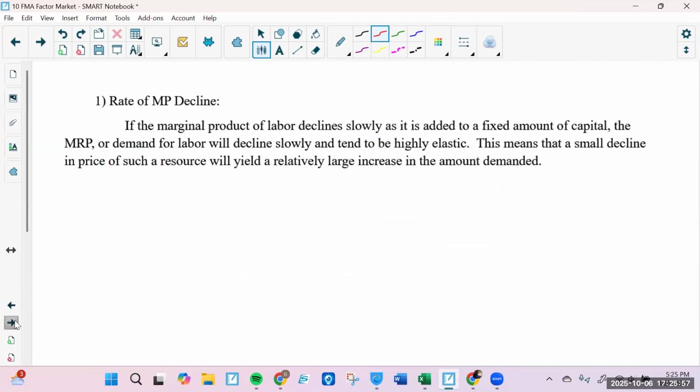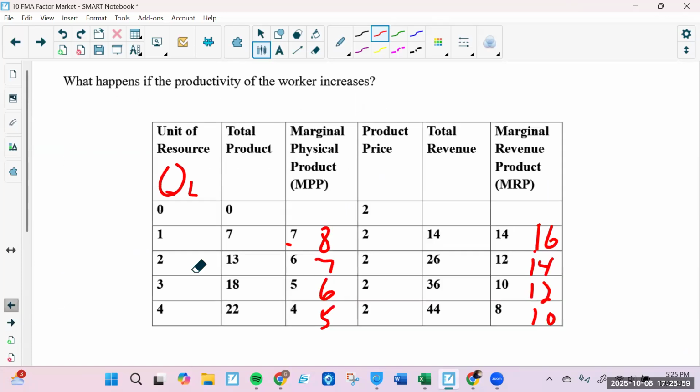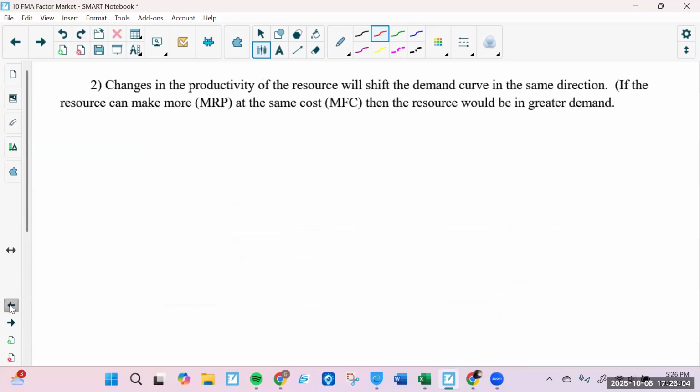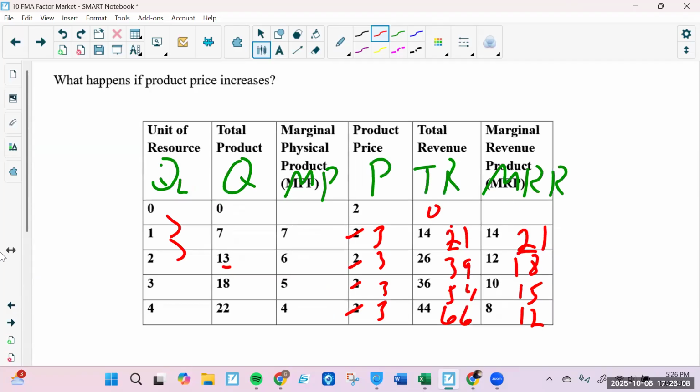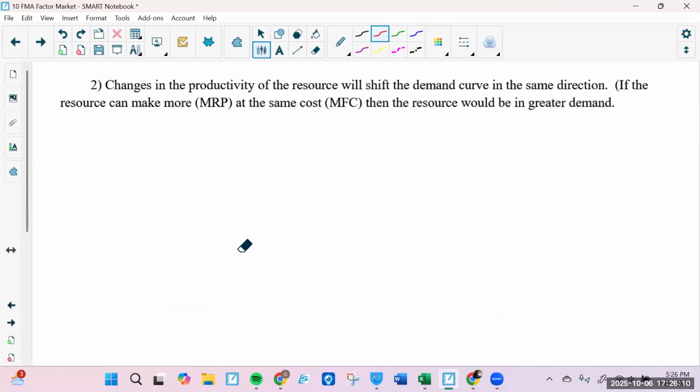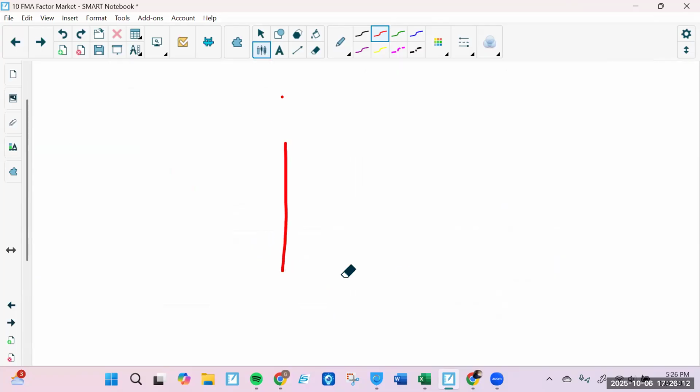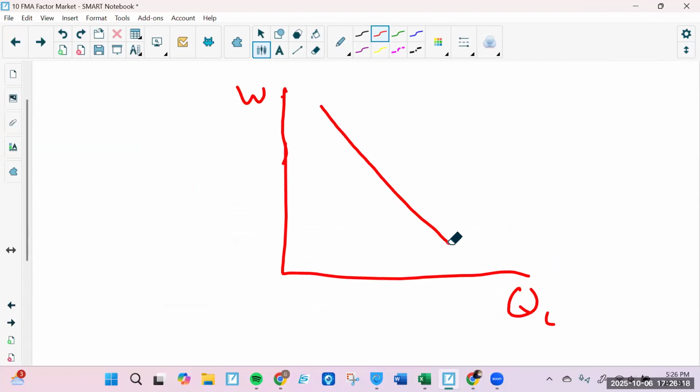Right. Now, I somehow deleted a page here. We'll come back to that in a second. So bottom line is this: price of the product goes up, MRP shifts to the right. Let me show this to you. Quantity of labor, wage. There's our demand for the worker, which is the MRP. And if the price of the product goes up, the demand curve shifts to the right.